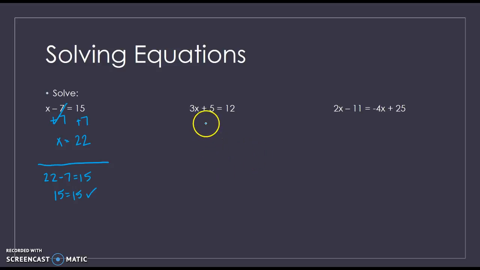15 equals 15. So I'm good. All right, then we went into two-step equations. So now instead of just adding or subtracting something, I have two steps to do. Remember, you start farthest from your variable on that side. On this side of my equation, the farthest is the 5. So I'm going to subtract 5 from both sides. So then 3x equals 7.